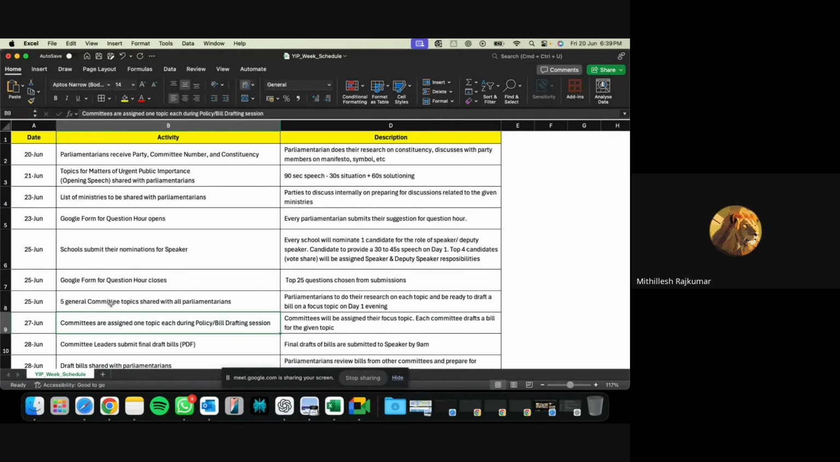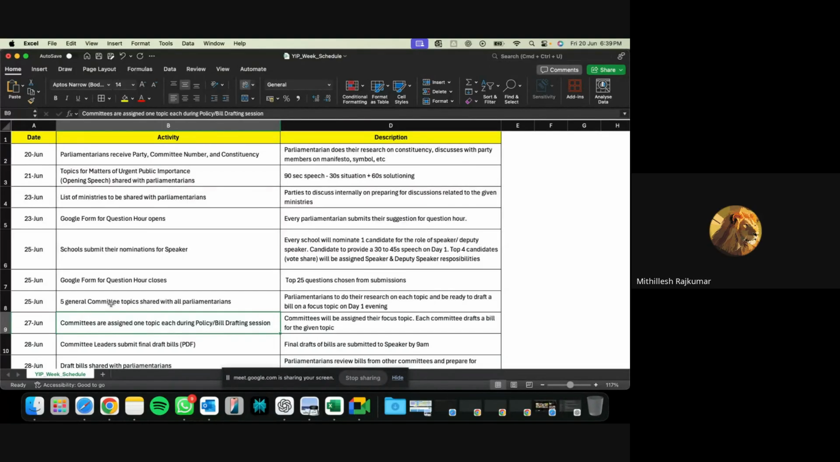When will we be able to view the manifestos of different parties, sir? Manifestos will be shared right after the election is done. In the first session, just before the 90-second speech, the manifestos would be shared with everyone, and then you can have a look at them. During the time that follows, you can use their manifesto how you want.